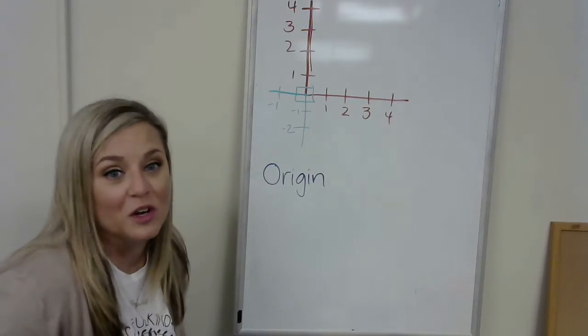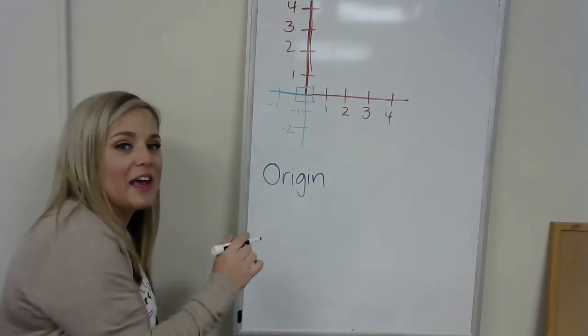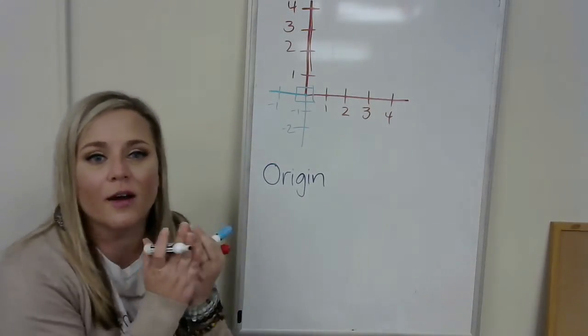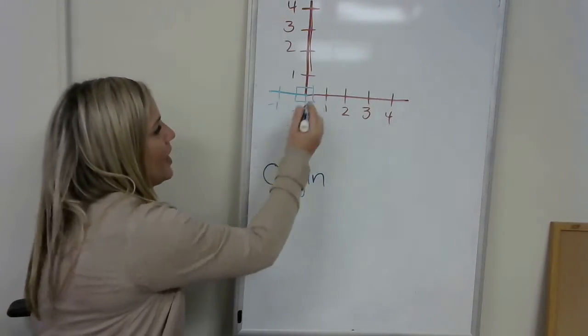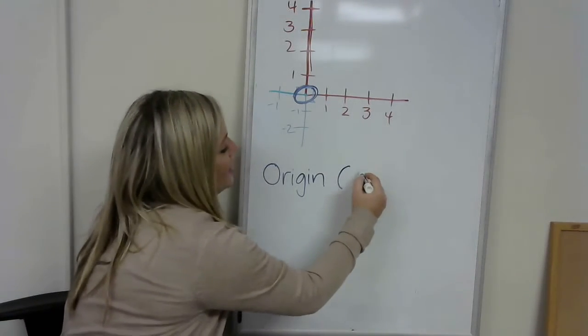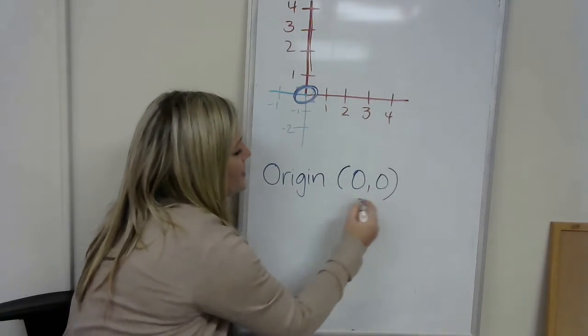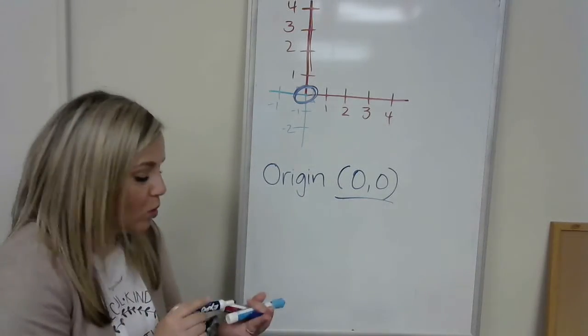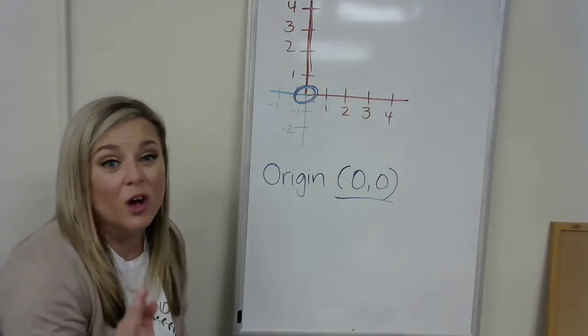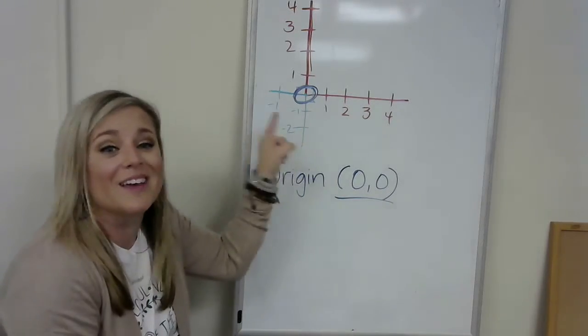Okay? Origin is, I like to say, short for originates. So where did you originate from? You originated from your mother and your father. You started there, okay? This number line originates right here, which is what? What is the origin? It is always 0, 0. Always. The origin on coordinate planes is always 0, 0. I don't care if you go to college. The origin is 0, 0.